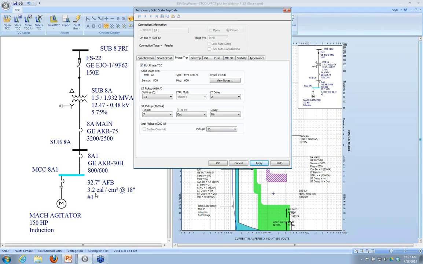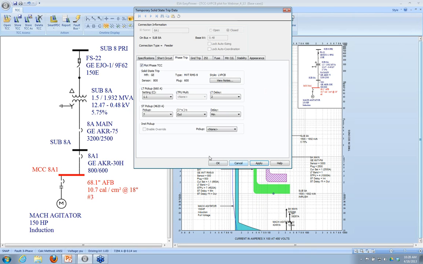So the downside of that is some risk of not coordinating with all of your feeders in the motor control center. So it's a trade-off. But typically or historically, we have elected to not put instantaneous trip on these to improve coordination.